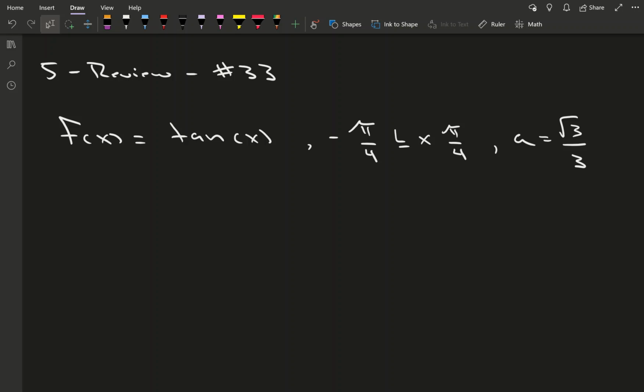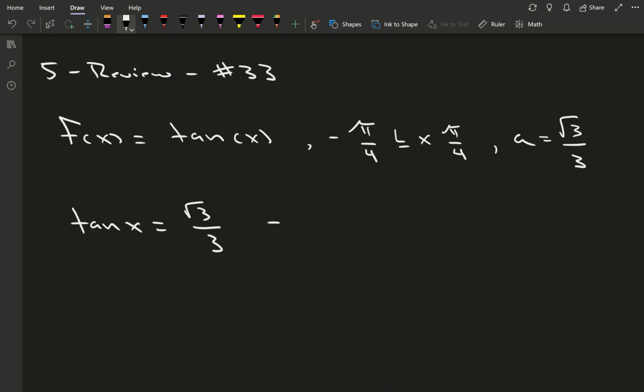Okay, this is number 33 from our review packet, Unit 5, Chapter 5. Now, we've been discussing this in class, and what they're asking you here is, the first thing you've got to know is to find the derivative of the inverse of this. So what they're really asking you is, when does tan of x equal root 3 over 3?